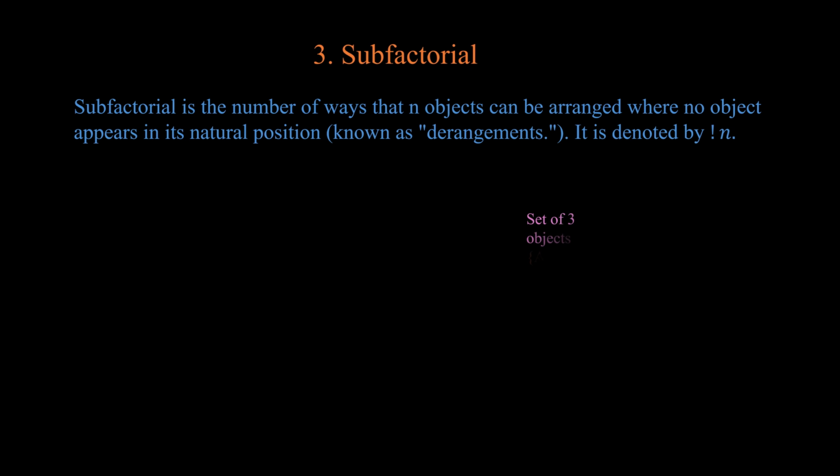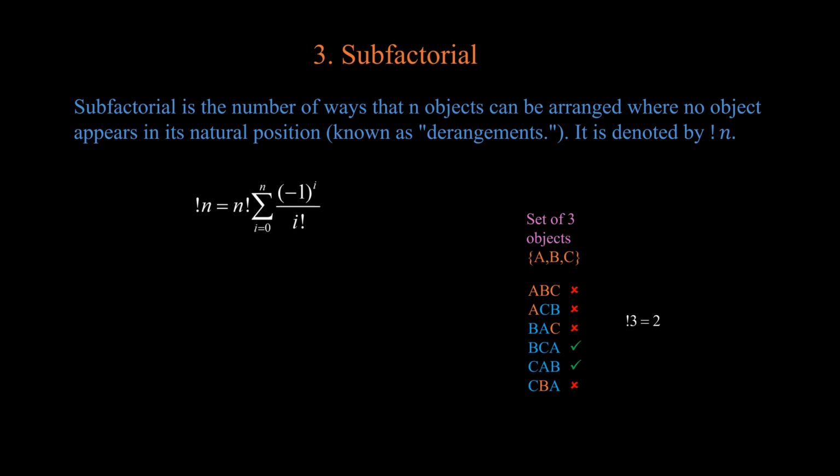Let's consider a set of 3 objects. There are exactly 6 ways that 3 objects can be rearranged. Orange color is used to indicate that the object is in its original position, and blue color is used for shifting position. There are only 2 arrangements where no object is in its original position, the 4th and 5th arrangements. So, the subfactorial of 3 is 2.